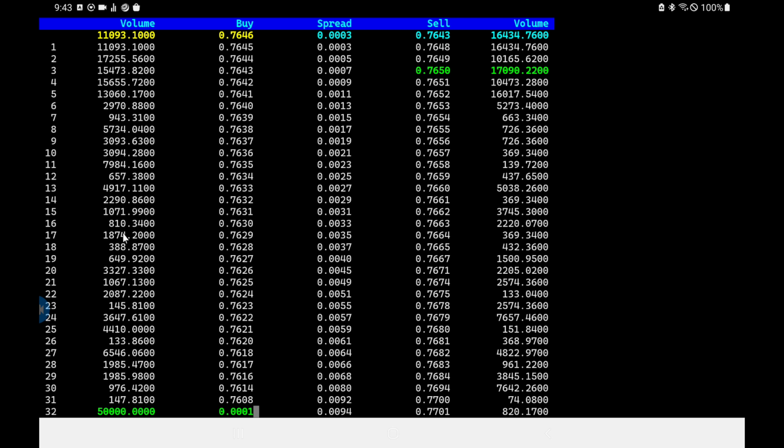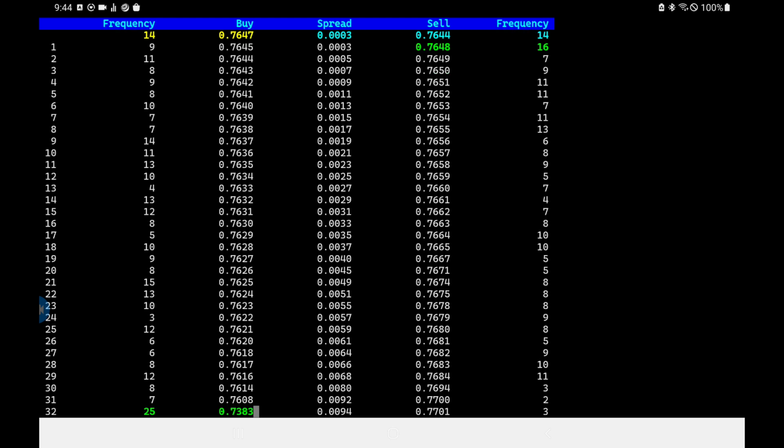We can see from the frequency table that price has a correlation with the number of times it has been seen in the market. That is, how many times has 7649 been seen? Well, that is 7 times. 7648 has been seen 16 times. Statistically, where price has been seen is where the model of the market is most likely to return to.